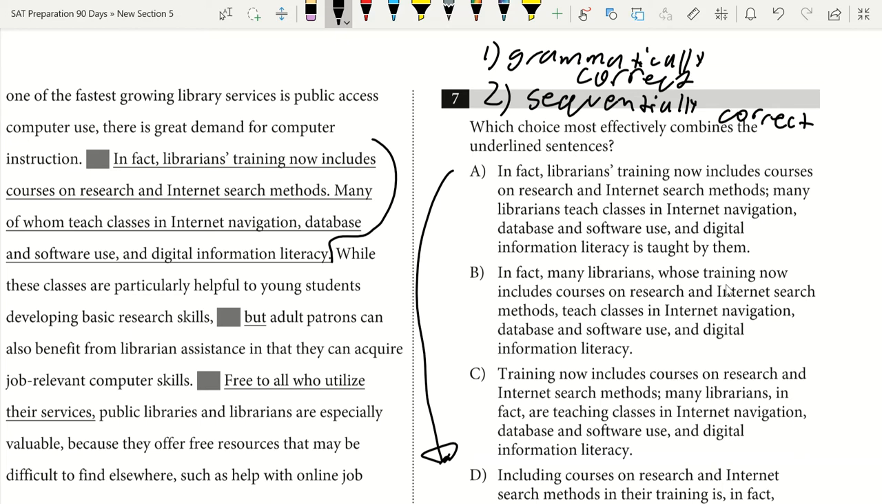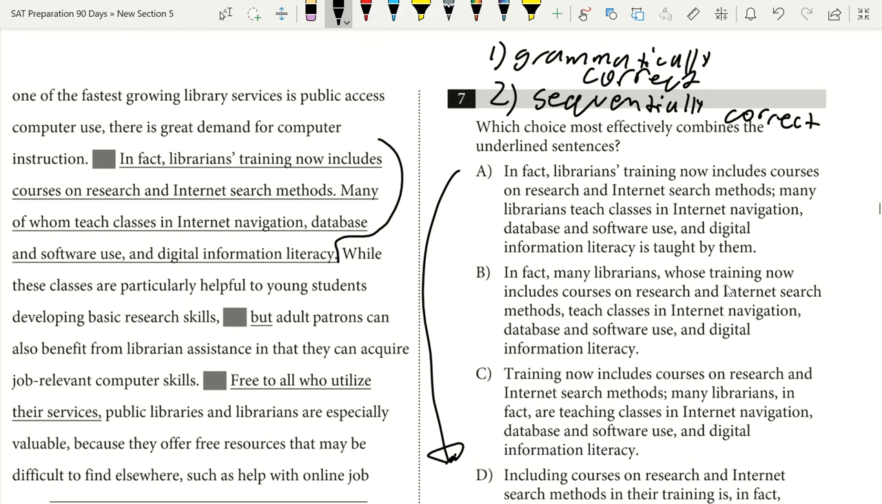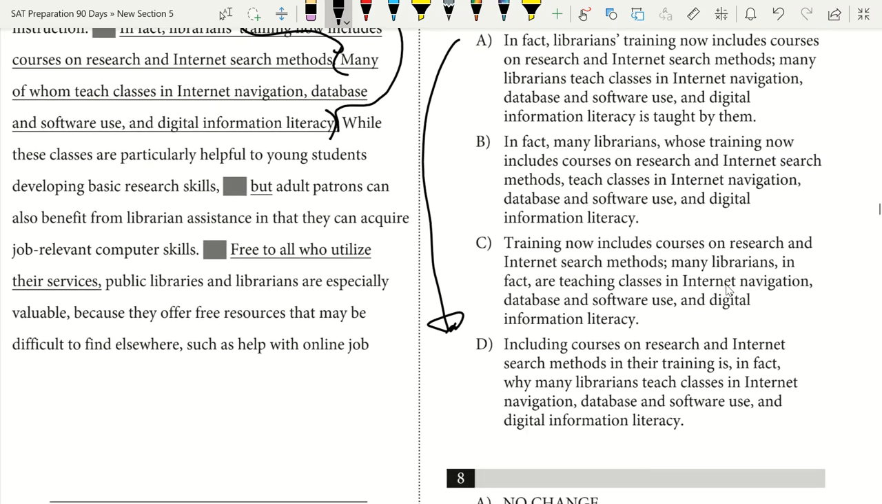All right, so we have, "In fact, librarians' training now includes courses on research and internet search methods, many of whom teach classes in internet navigation, database and software use, and digital information literacy." Obviously "many of whom" is referring to librarians, so I'm going to want that to modify my librarians, right by that librarians part. So we're going to find our shortest option and start there. We see our shortest option is probably C, it looks like. Then we'll go to B. Then after that, we go to D and then to A.